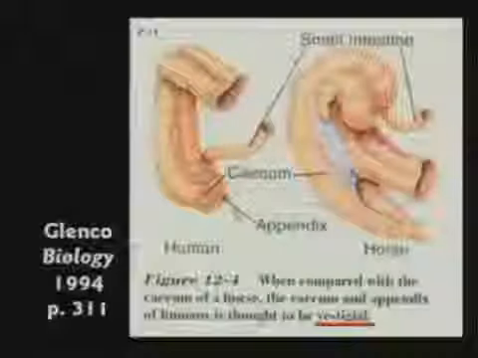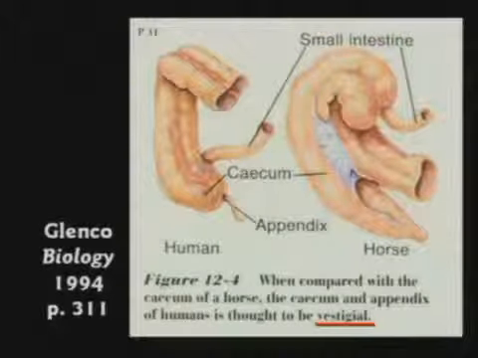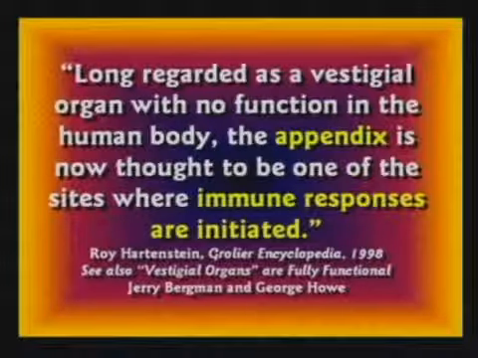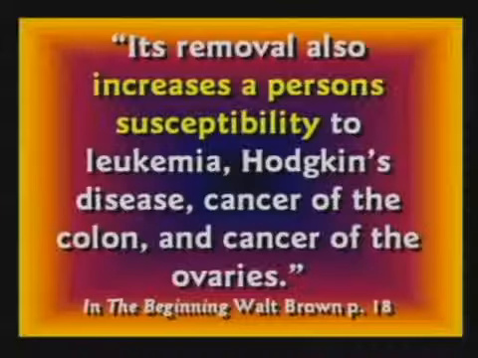This textbook says humans have an appendix that is vestigial. You don't need it anymore. That's a lie. You need your appendix. It's part of your immune system. That's been known for years. The appendix is one of the sites where immune system responses are initiated. Now, if you do have your appendix taken out, you can still live. I understand, okay? But you've got a much better chance of getting quite a few diseases.